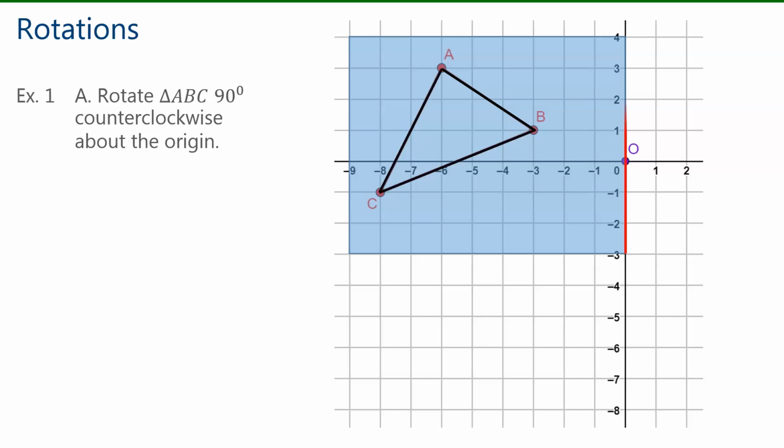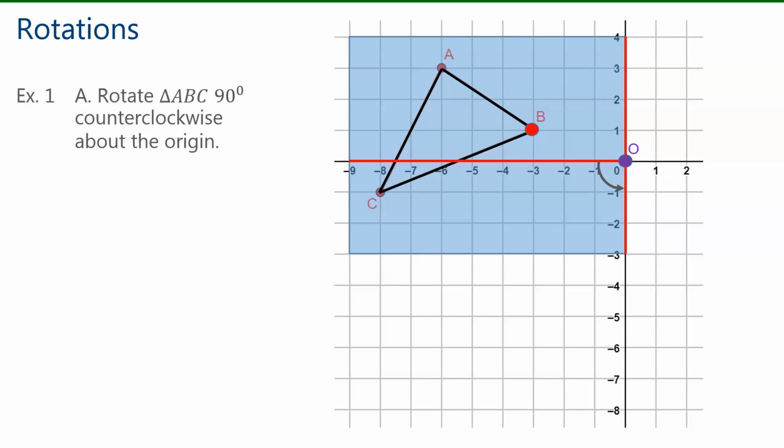Trace out your X and Y axis. And I always find it useful to label at least one of the vertices on the object so that we can keep track of where it is once we've rotated it. We're going to rotate the object about the origin 90 degrees in a counterclockwise direction like this.